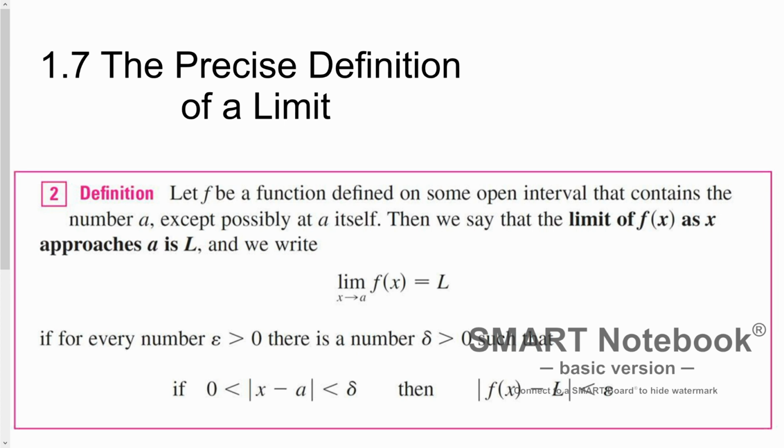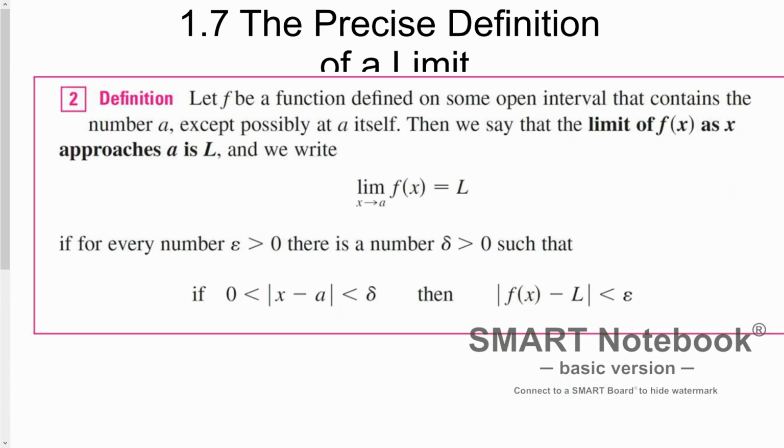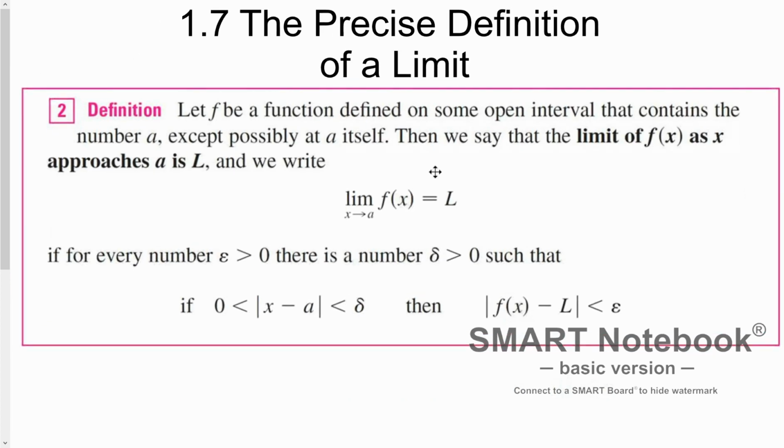We're going to look at the precise definition of a limit. And so here it is: if we have some type of function on an open interval and we're getting closer and closer to a, what is the y value getting closer and closer to? That's kind of what we understand a limit to be. Well, here's a more precise definition.